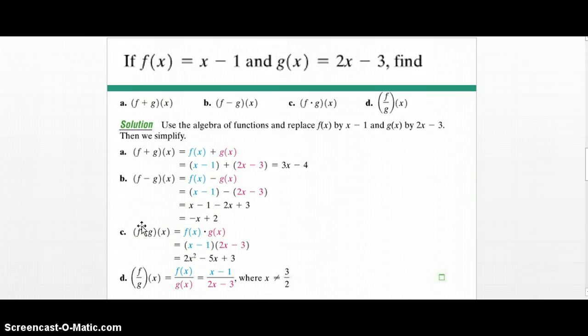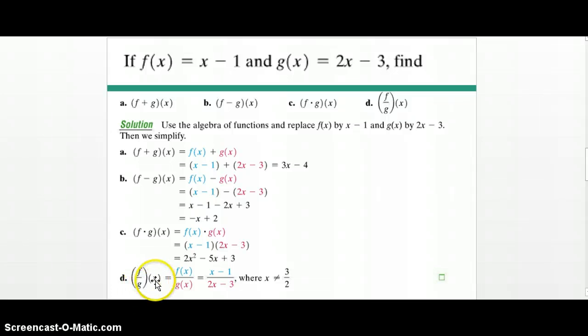f times g of x equal to f of x times g of x. f of x is x minus 1. g of x is 2x minus 3. Now you multiply, we get 2x square minus 5x plus 3.